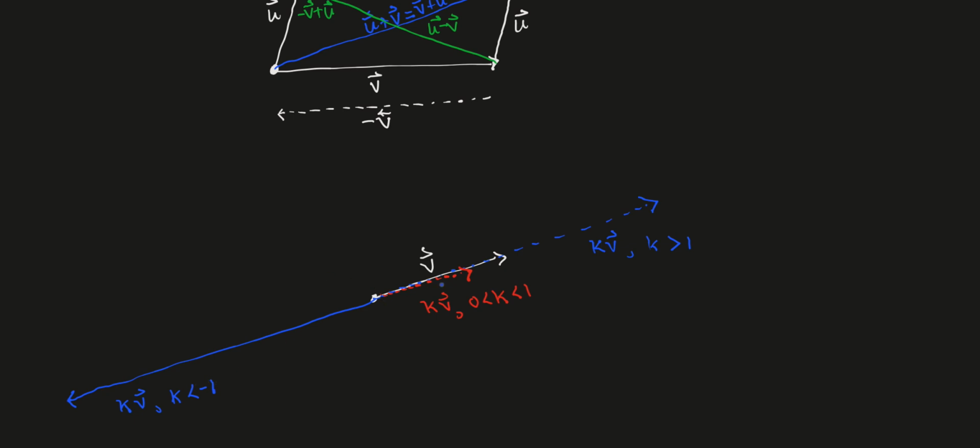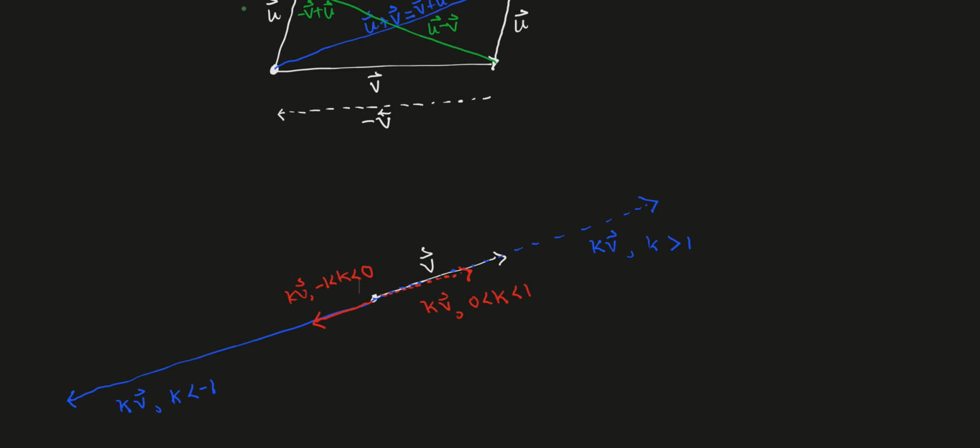And then we can do something similar for the red. Again, we change the direction and shorten the vector, something like this. So on this side, again, it would be kv, and now your constant would be less than 0, but greater than -1. And that's pretty much all, as far as multiplying a vector by a non-zero scalar.